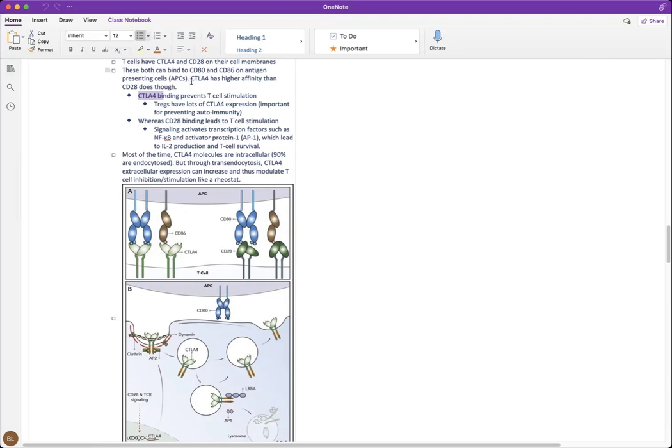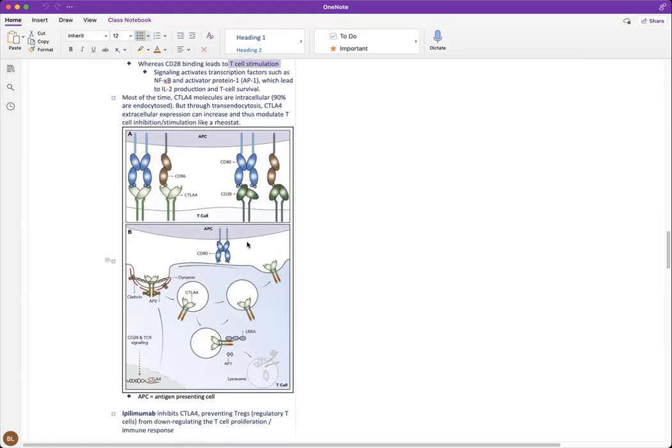And I mentioned that CTLA4 wins when it's 1v1. But if we have a CTLA4 inhibitor, these guys are out. So now you're just going to have your CD28s being rampant and uncontrolled, causing T cell stimulation.